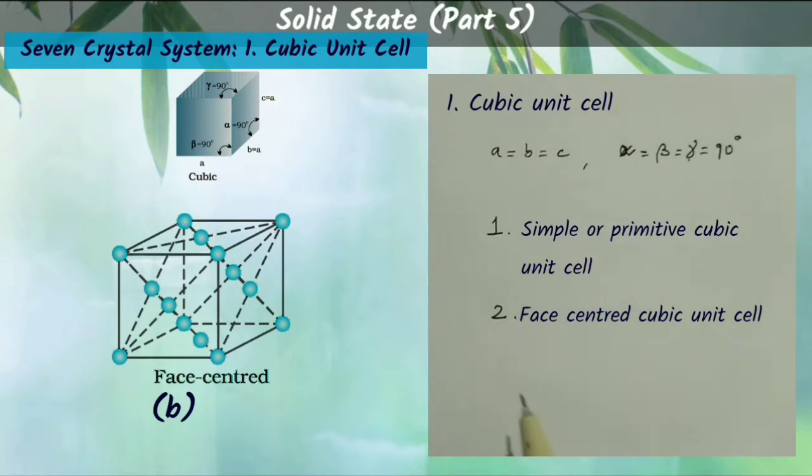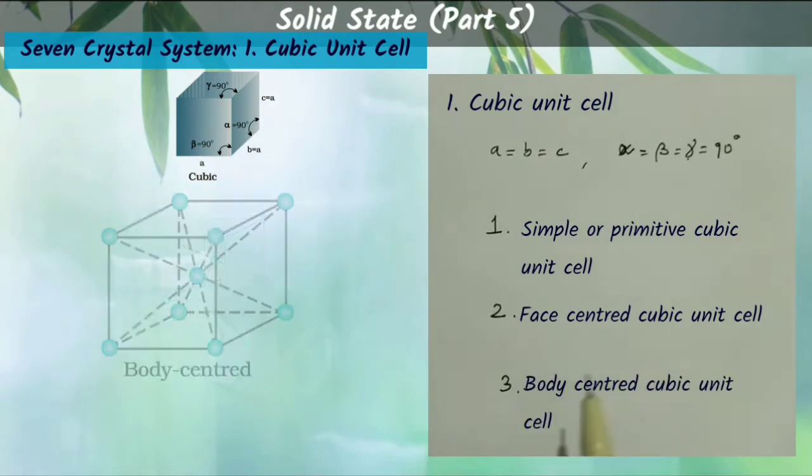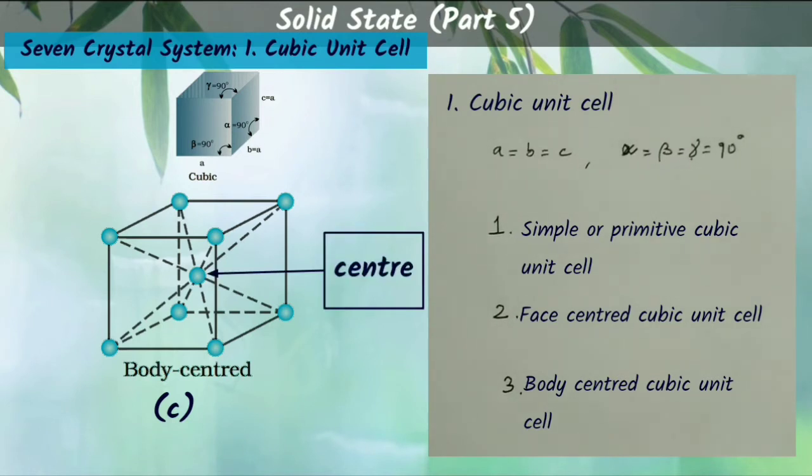The last Bravais lattice of the cubic unit cell is the body-centered cubic lattice, in which the corners of the unit cell are occupied by a total of 8 constituent particles, and additionally in the center of the unit cell one constituent particle is present, as shown in figure C.